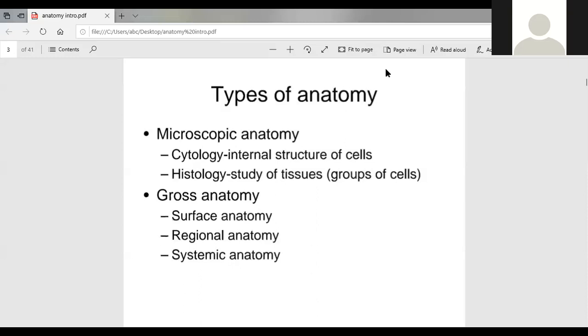Microscopic means, you can imagine by listening to the word, it is basically very detailed, even beginning from the cellular level. And gross anatomy is what is visible to the eyes, such as what is visible from the surface, what is visible in different regions of the body, and the systemic anatomy, the various organ systems. So, in the upcoming slides, I will try to explain what is system, organ system. Let's go ahead.